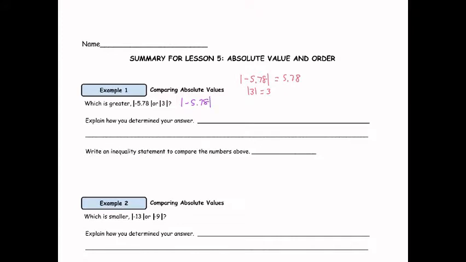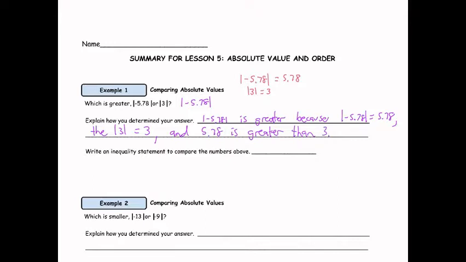So I'm going to write my explanation. I'm going to put the absolute value of negative 5 and 78/100ths is greater because the absolute value of negative 5 and 78/100ths equals 5 and 78/100ths. The absolute value of 3 is 3, and 5 and 78/100ths is greater than 3.